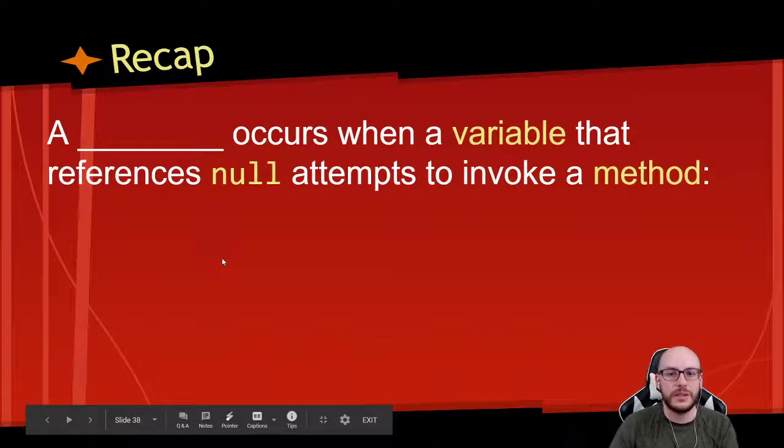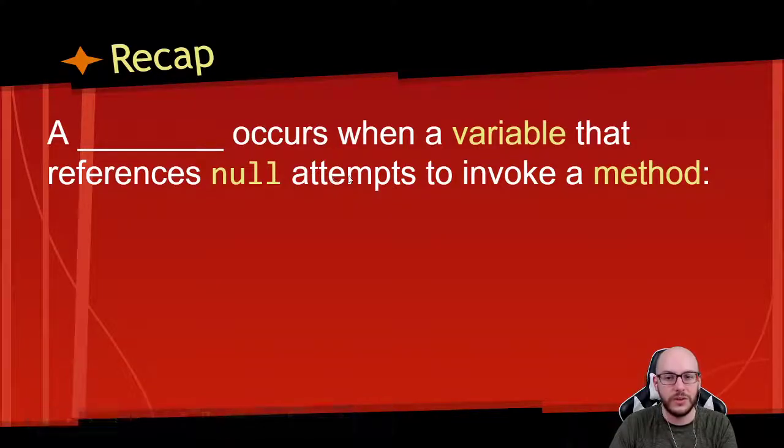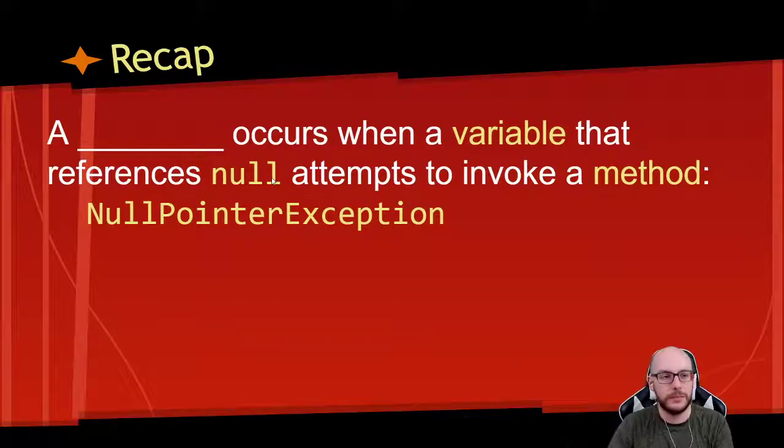A blank occurs when a variable that references null attempts to invoke a method or call a method. When the implicit parameter in a method call is null, what happens? That is a null pointer exception.